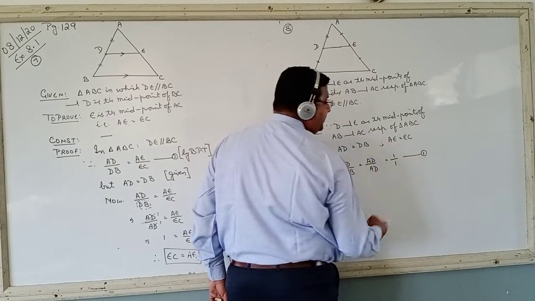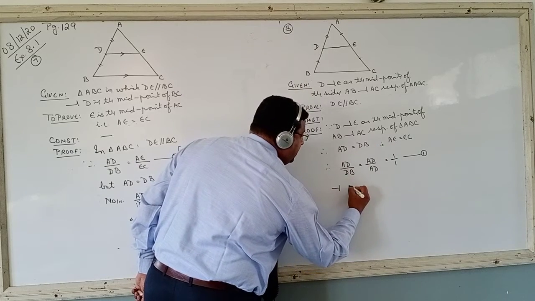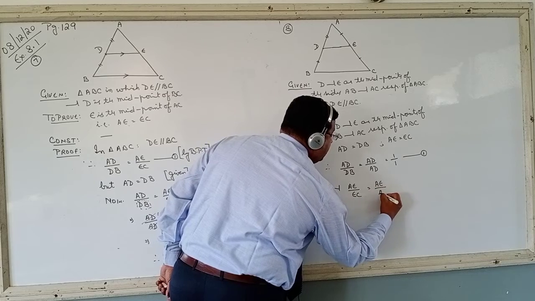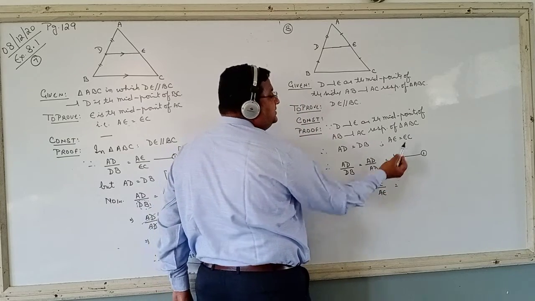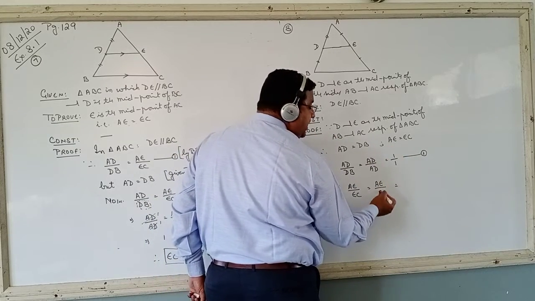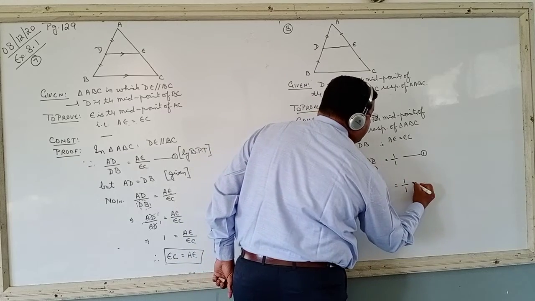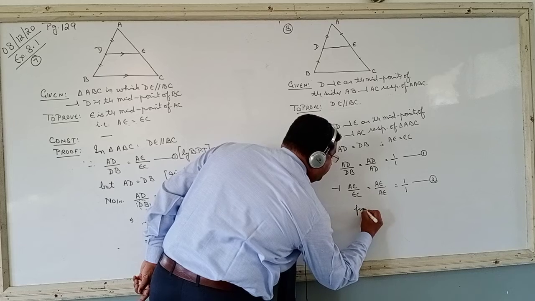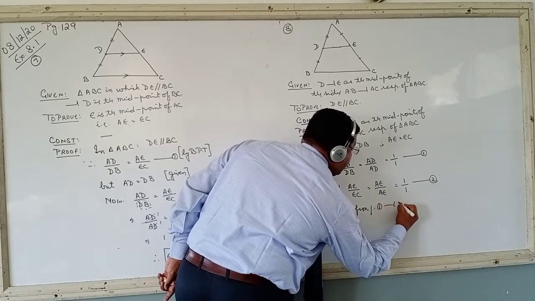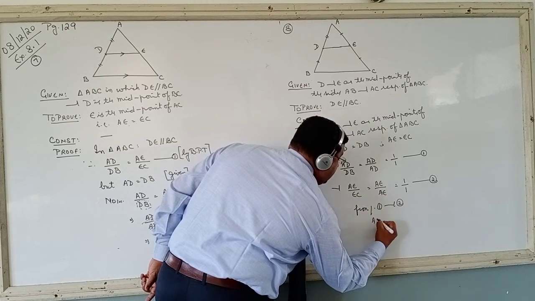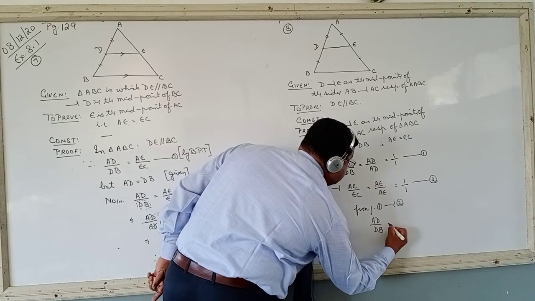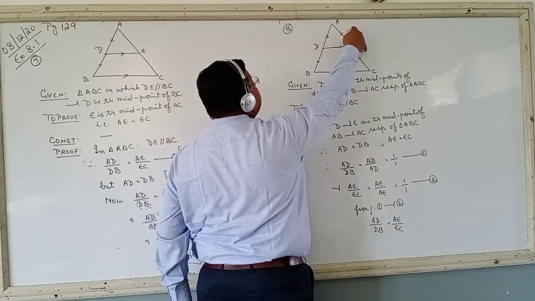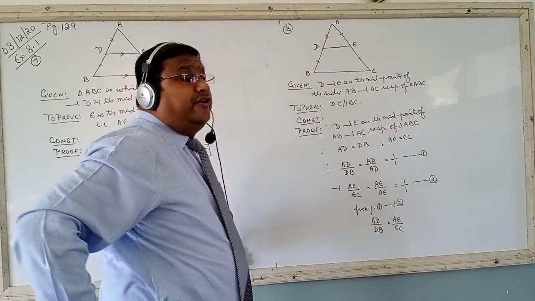Equation number first. Similarly, AE upon EC. Can I write it as AE upon AE? Sir, why? Because EC is equals to what? AE. AE cancel. What do I get? 1 by 1. Are the two sides equal? So from equation first and second, AD upon DB is equals to AE upon EC. These two sides are divided in the same ratio.